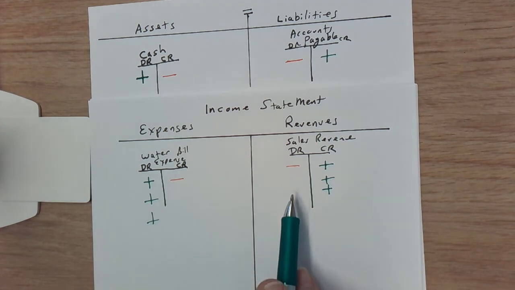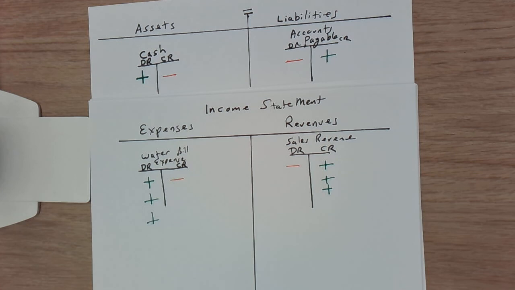Seldom will we make a debit to sales revenue. In some circumstances, maybe there's a mistake or something like that to correct it. But in general purposes, we're not going to be debiting the sales revenue. This is an easy way for you to remember whether you're debiting or crediting your sales revenue or your expenses account, which are all income statement accounts.